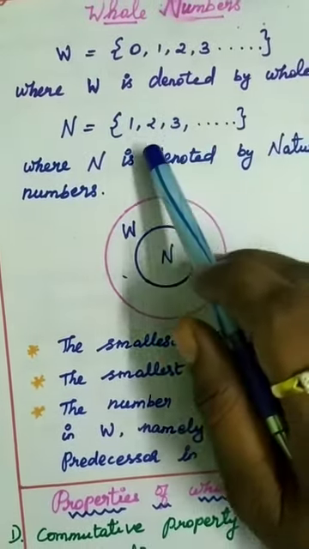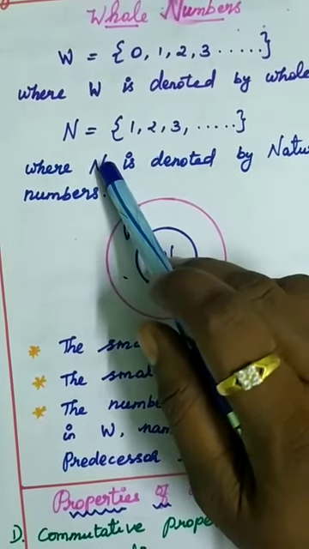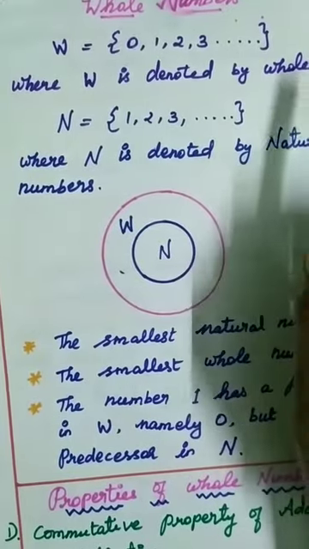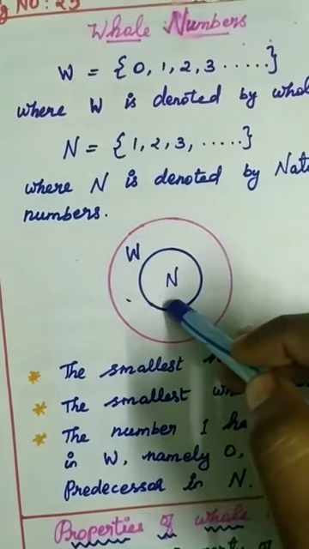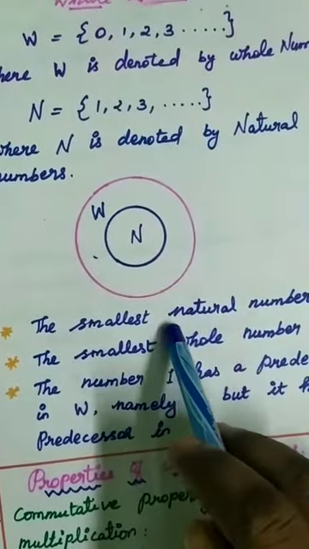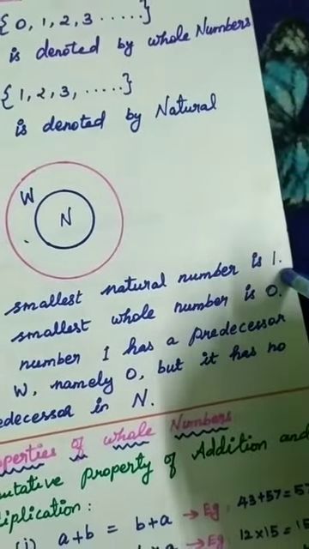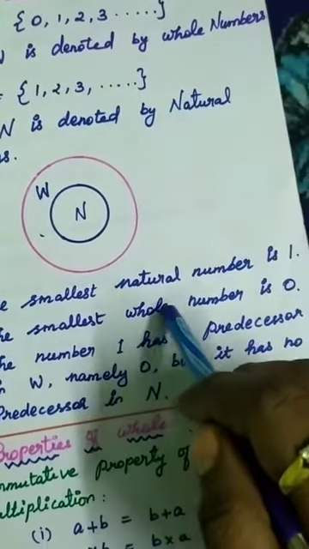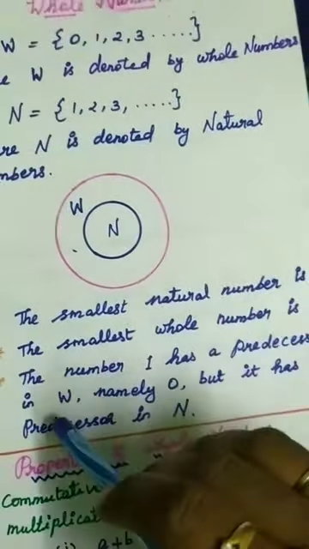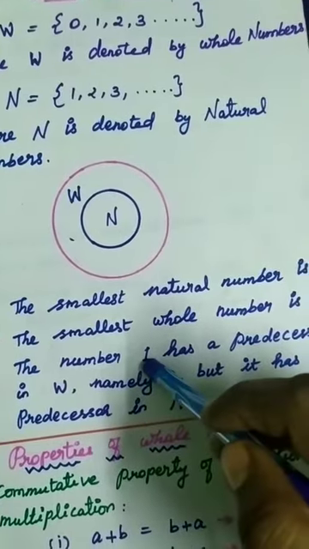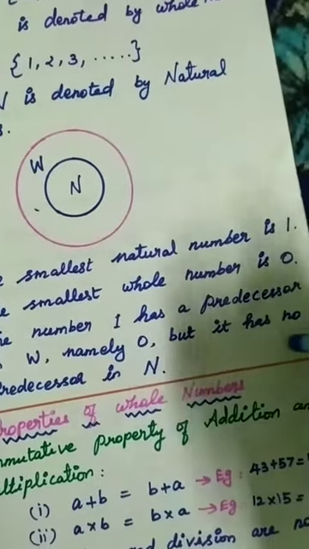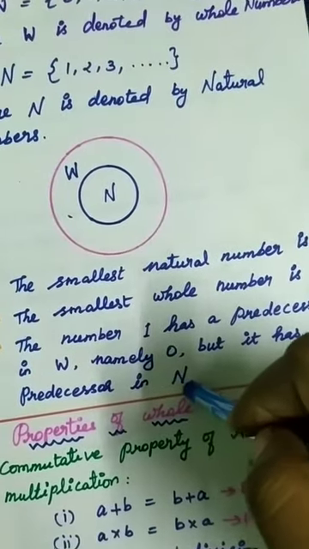Next one, natural numbers. What are natural numbers? Natural numbers start with 1, 2, 3, etc. All the natural numbers are contained in whole numbers. The smallest natural number is 1, and the smallest whole number is 0. The number 1 has a predecessor in W, namely 0, but it has no predecessor in natural numbers.